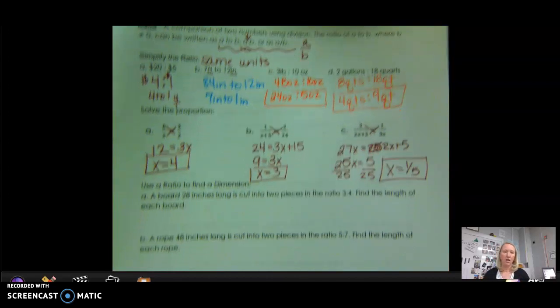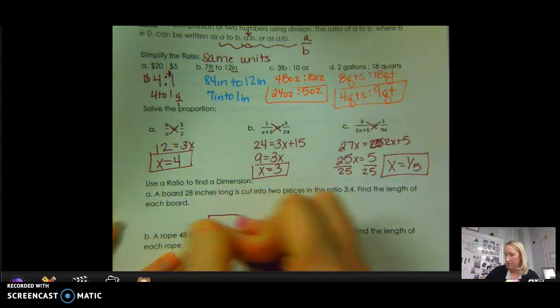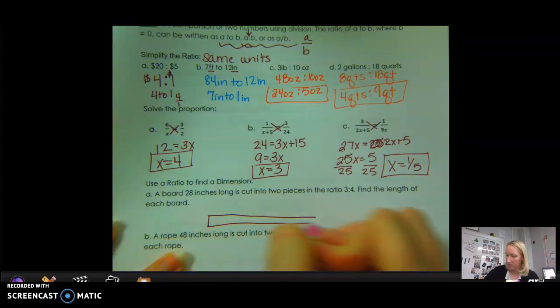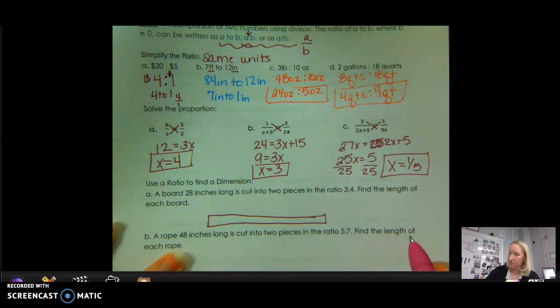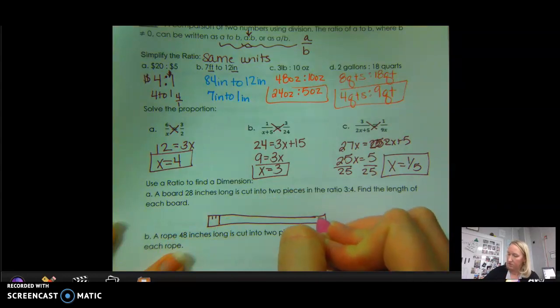All right. Use a ratio to find the dimension. A board 28 inches is cut into 2 pieces as a ratio of 3 to 4. So 28 inches. What they're saying is for every 3 inches here, 1, 2, 3, I get 4 inches here. Okay?